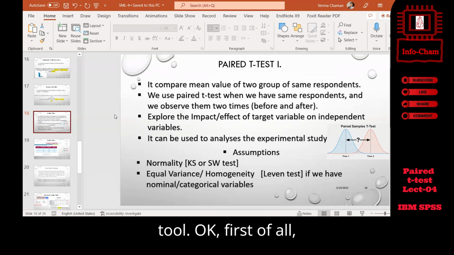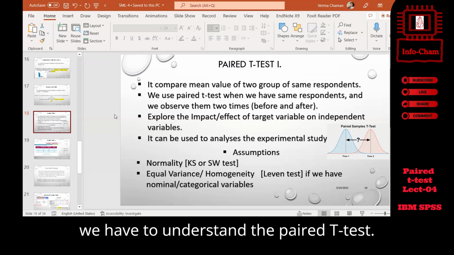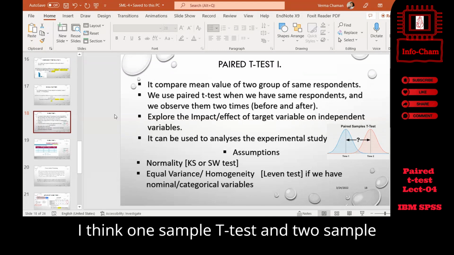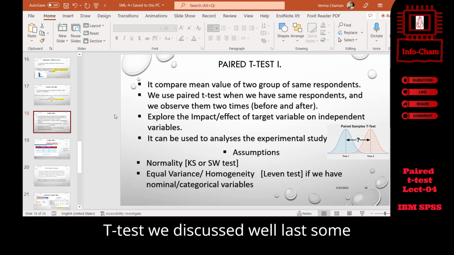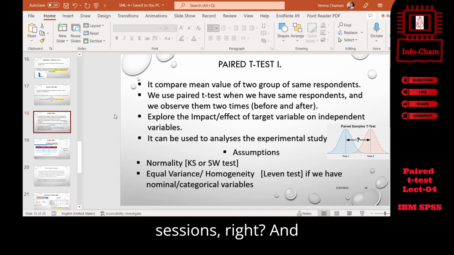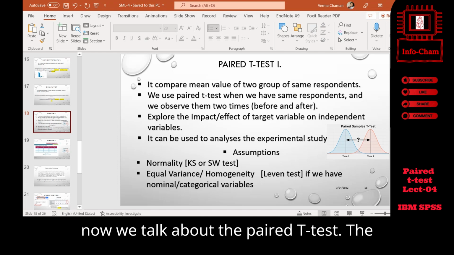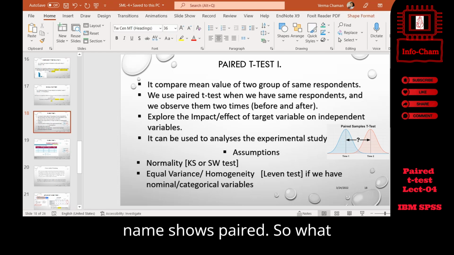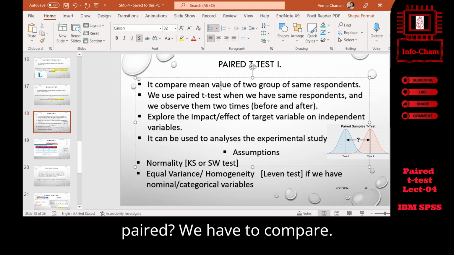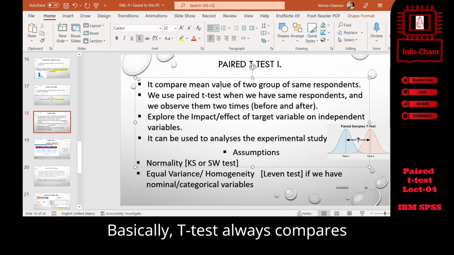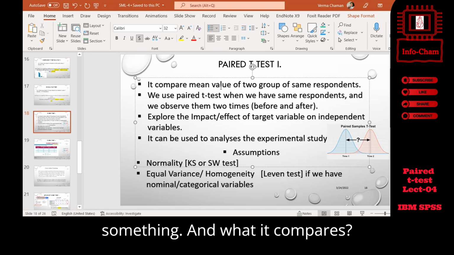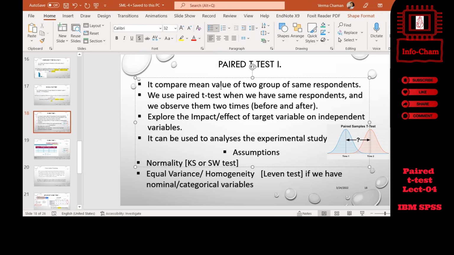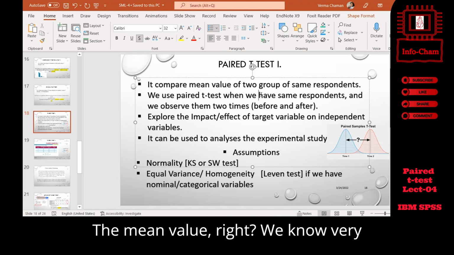Okay, so first of all, we have to understand the paired t-test. I think one sample t-test and two sample t-test we discussed well in the last few sessions, right? And now we talk about the paired t-test. As the name shows, paired. So what paired? We have to compare. Basically, a t-test always compares something. And what does it compare? The mean value, right?